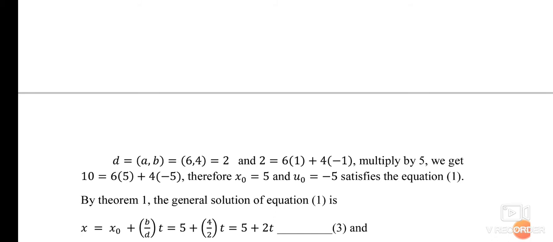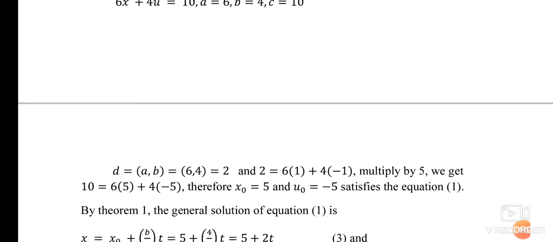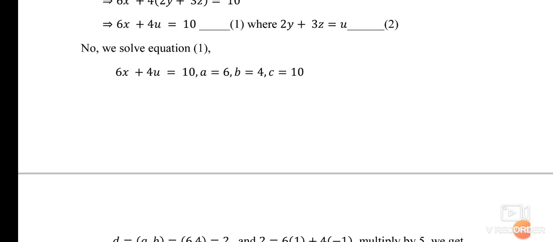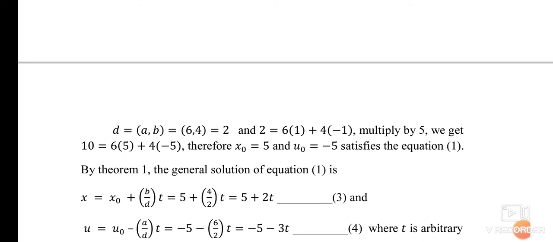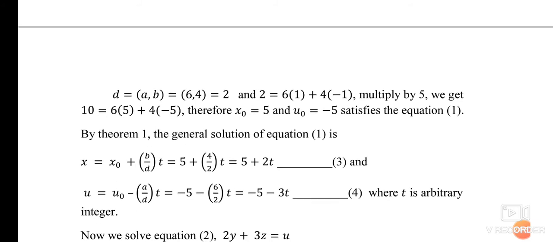Thus x naught equal to 5 and y naught equal to minus 5 satisfy the equation 1, which is a particular solution of equation 1. So now we know the particular solution of 1, so we can find easily the general solution of 1. So we have the formula x equal to x naught plus b by d into t, which is equal to 5 plus 4 by 2 into t. So, substitute a, b, d value, we get 5 plus 2t. Next y equal to y naught minus a by d into t, substitute all the values, we get minus 5 minus 3t.